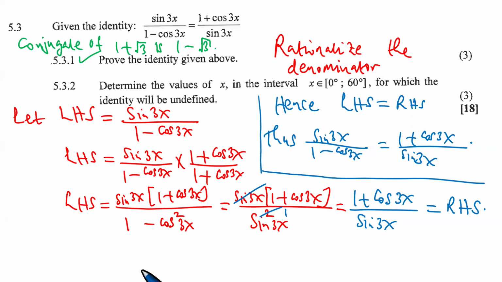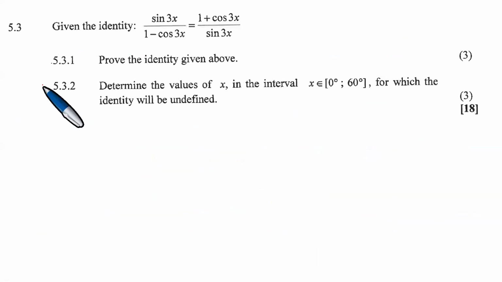Let's move on to the next one. Now we've proven this identity. We're looking at 5.3.2, and this one says determine the values of x in the interval between 0 degrees and 60 degrees for which the identity will be undefined. How do we deal with undefined identities? And what are the values of x?